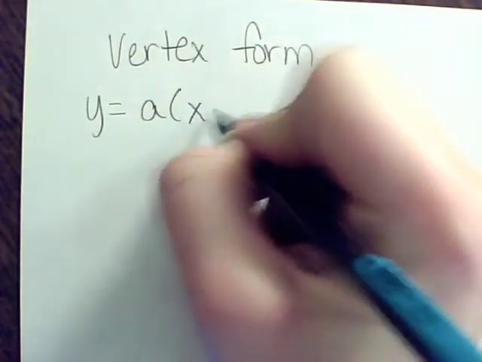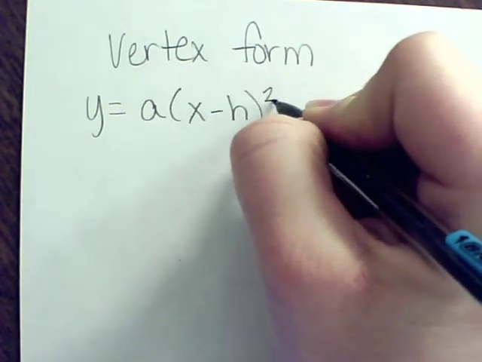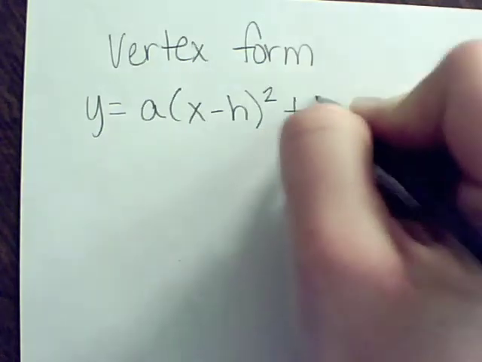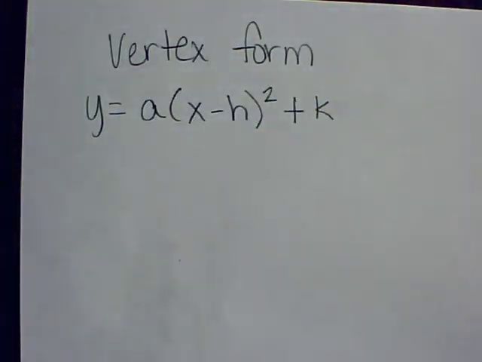Y equals a parentheses x minus h, parentheses squared, plus k. Perfect. Y equals a(x minus h) squared plus k.